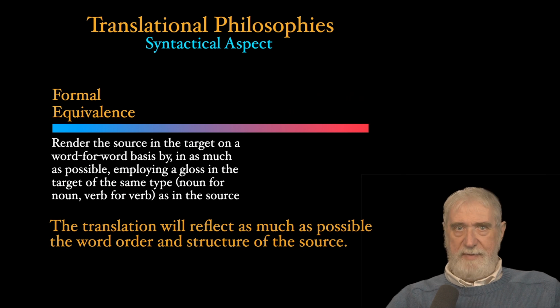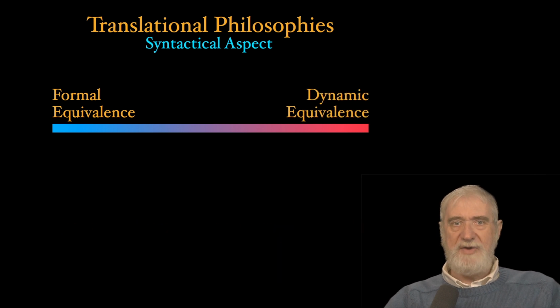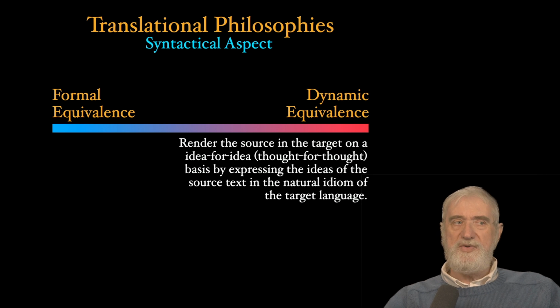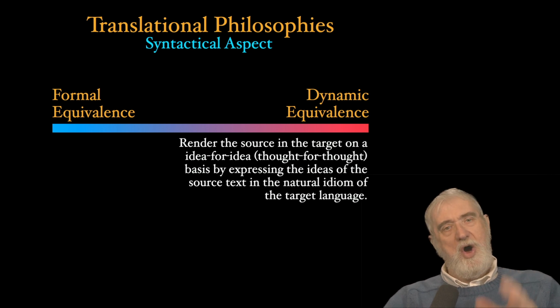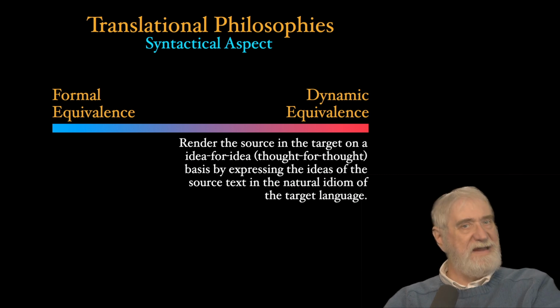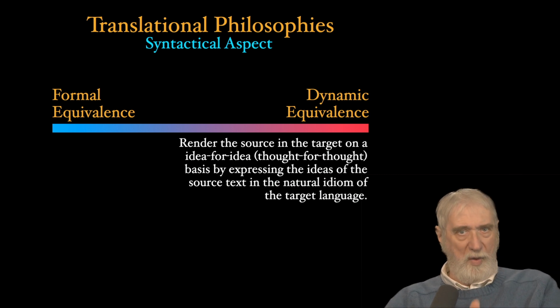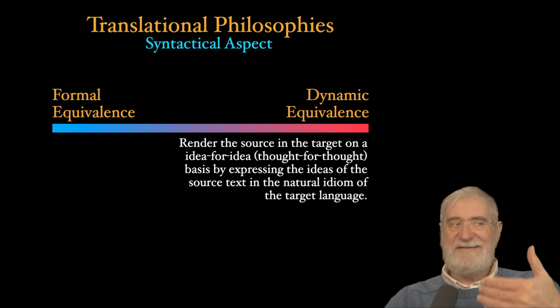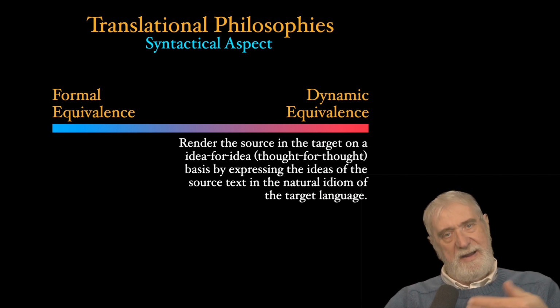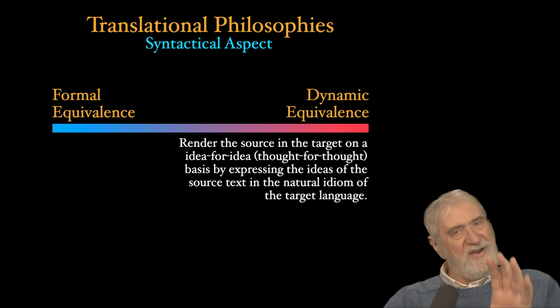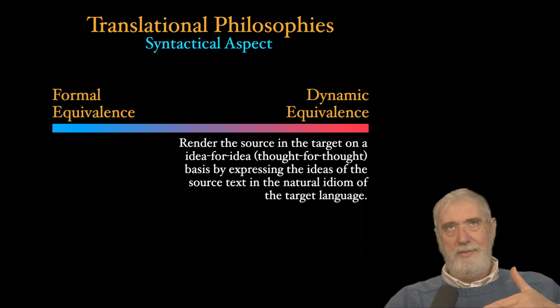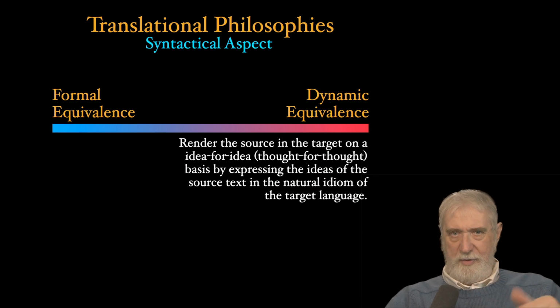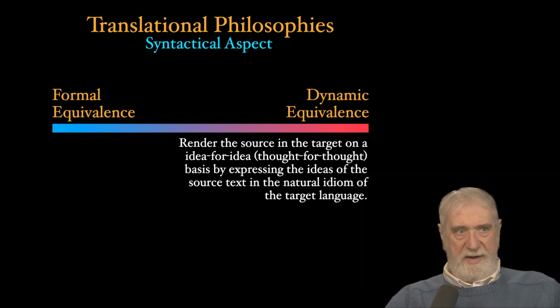At the other end of the spectrum, we have what we might think of as dynamic equivalence translations. Translations that follow this approach tend to render the source language in the target language in an idea by idea way or a thought by thought way, in order to express the ideas of the source text in the target language without necessarily being concerned to represent it in the strictest way in terms of verb by verb or noun by noun and so forth.